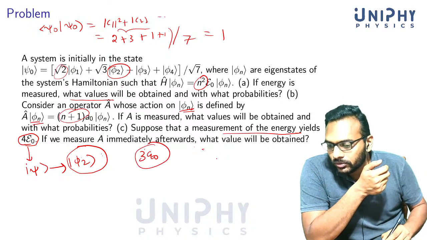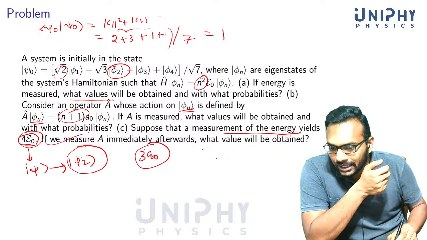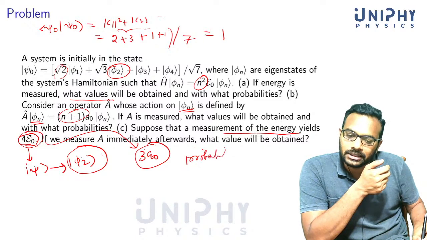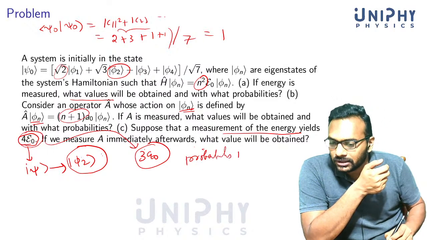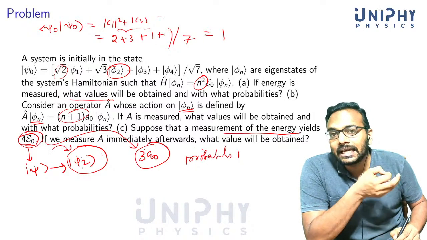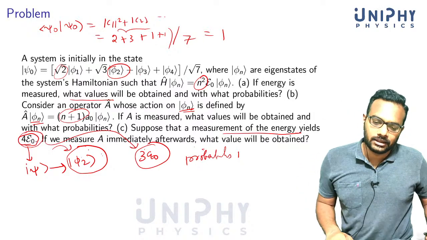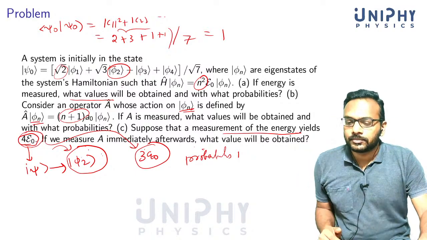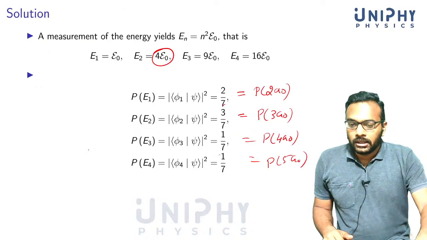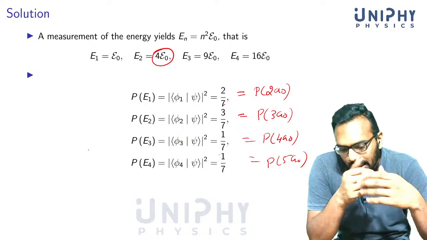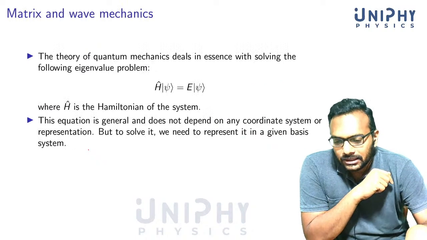So if you make a measurement of energy and you get 4 epsilon 0 and then you measure A, you will get 3A0 with probability 1, because after the measurement of energy, the system is now in the state phi 2, which is an eigenvector of the operator A. So the probability will be 1. I hope these two problems have somewhat clarified some of the things that we discussed in the postulates.